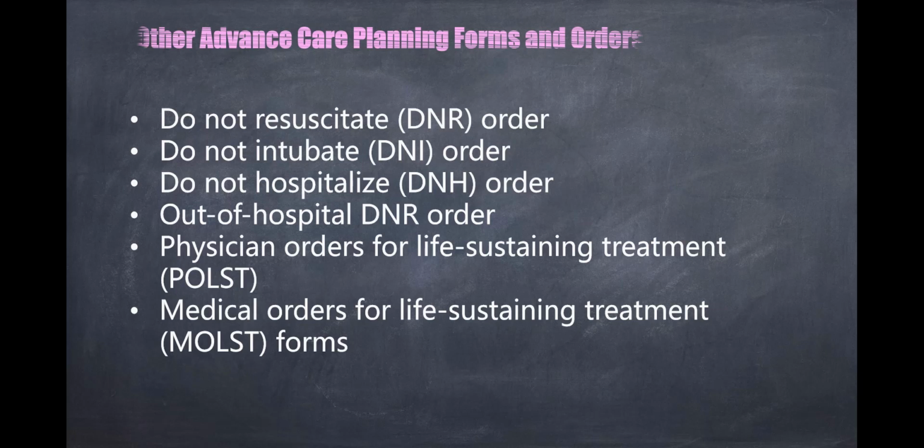Next, the out-of-hospital DNR order. If anything happens to them while they're outside the hospital, in their house or wherever they are, and they have cardiac arrest, these people don't want to be resuscitated. Next are Physician Orders for Life-Sustaining Treatment, and Medical Orders for Life-Sustaining Treatment, which will be discussed later.